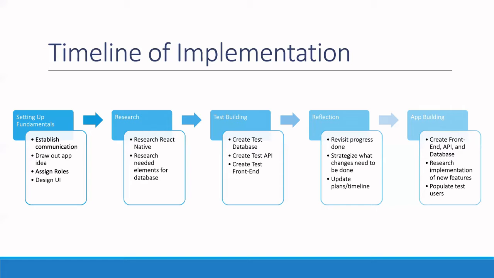We then took what we learned from our test app and started building our actual app. We created our new front-end, API, and database files. Since there were some changes that needed to be done, we began to research how to implement these new features. And after establishing the main features, we populated our database with test users and began testing our app and fixing any loose ends.